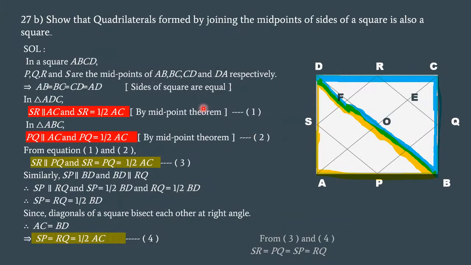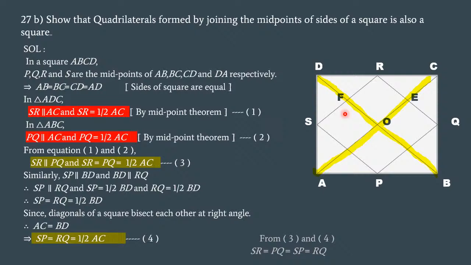Now you know that diagonals bisect each other at 90 degrees in a square. Let me mark. Now AC and BD are diagonals, so AC will be equal to BD. Now you know that AC is equal to BD, so you can write SP is equal to RQ is equal to half AC. This is the fourth equation. Now from the third and fourth equation we can say that SR is equal to PQ is equal to SP is equal to RQ.